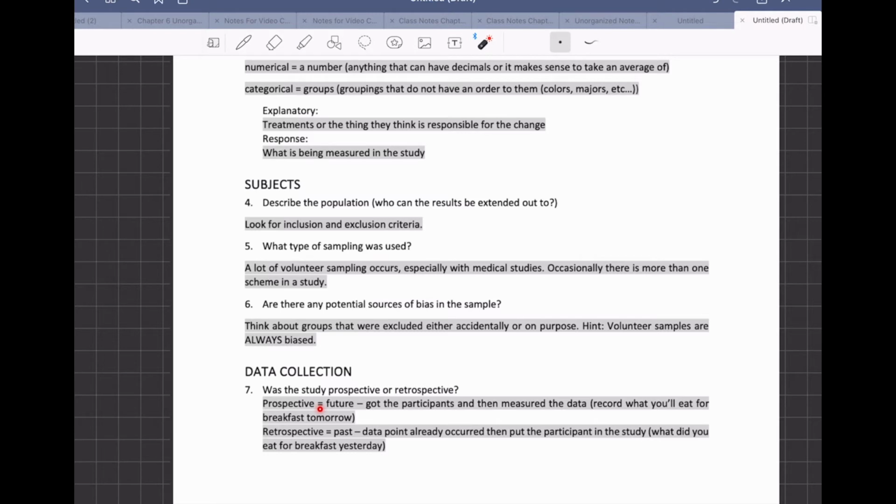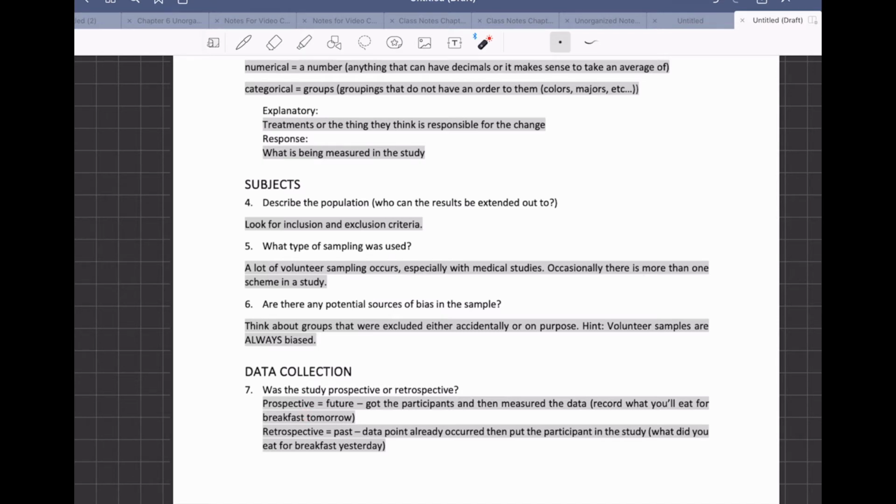Data collection: is the study prospective or retrospective? I think this applies more to observational studies. Prospective is in the future: you get the participant and then measure the data. For example, record what you'll eat for breakfast tomorrow. Retrospective is in the past: the data point already occurred, then you put the participant in the study. What did you eat for breakfast yesterday?